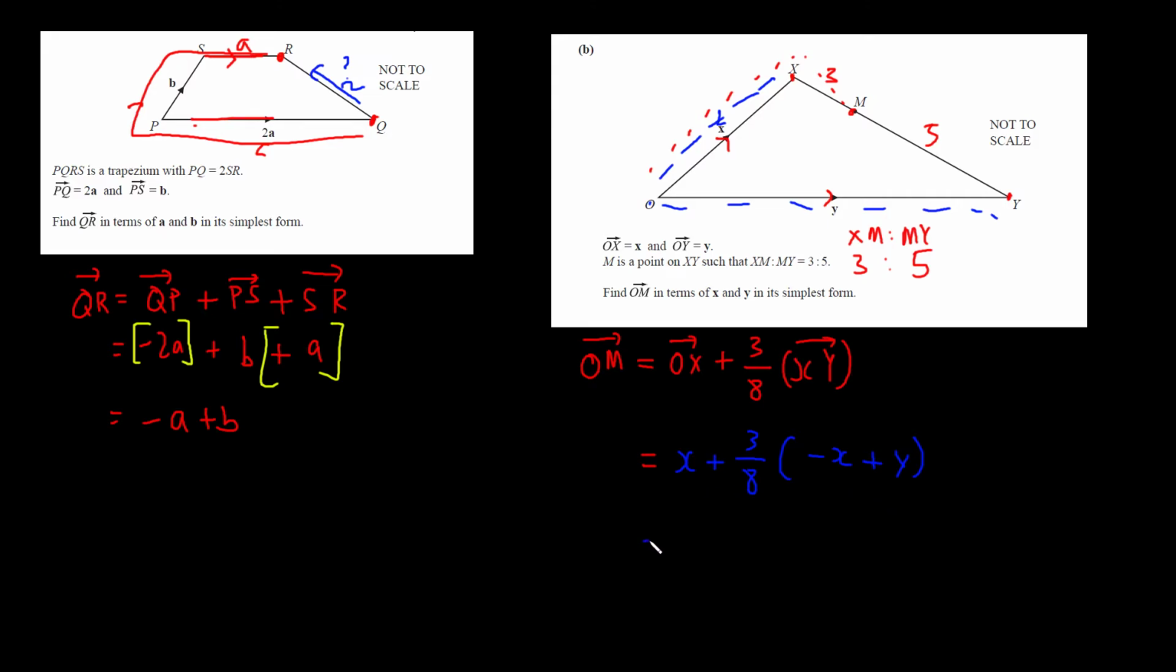Now, break it down to the simplest form. X plus, sorry, when you expand this, it is going to be negative 3 over 8 x plus 3 over 8 y. Now, your final answer would be x minus 3 over 8, which is 5 out of 8 x plus 3 out of 8 y. This is your final answer. Okay? Now let's look at another question.